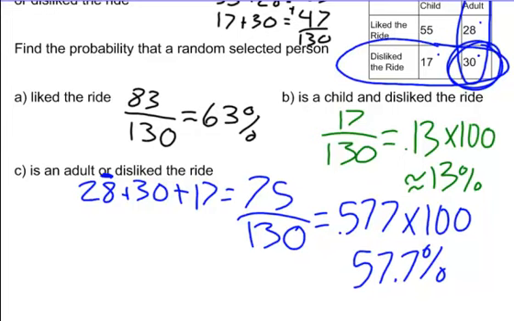So when we have this word or, we have to make sure that we're taking both categories. We want to be able to have the adults and the disliked people. When we have the word and, we're breaking it down. We're going to be having children and those who dislike the ride. So we just want the children that dislike the ride because they have to be in both categories, while the or means it could be in either one.